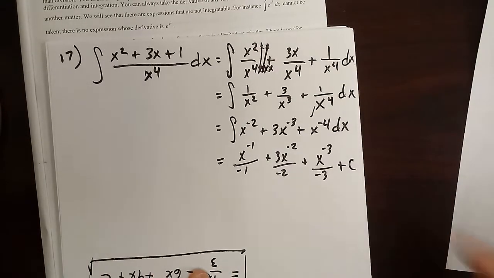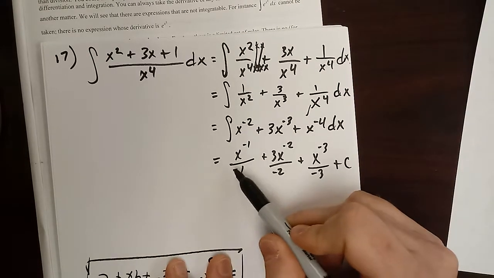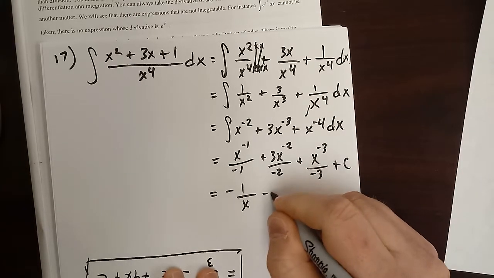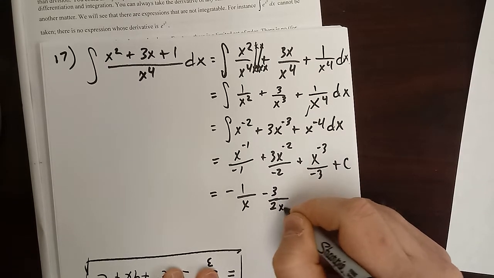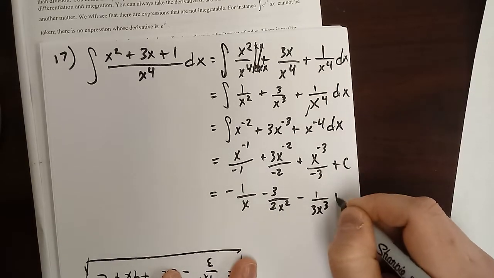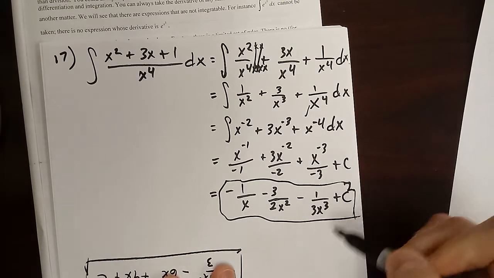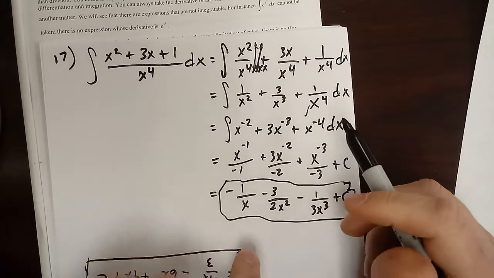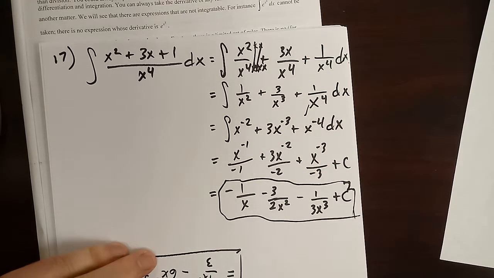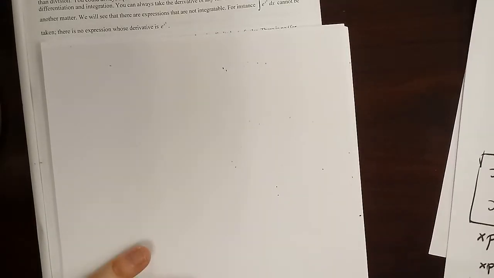So I'm going to clean this up, but that's it. The first bit of cleaning we can do is all these negative exponents can drop down to the bottom, and I'm going to put the negatives out front. So I'm going to say this is negative 1 over x minus 3 over 2x squared minus 1 over 3x cubed plus c. A big bit of mess, but if we were to take the derivative of this and simplify it, we would get our original expression.